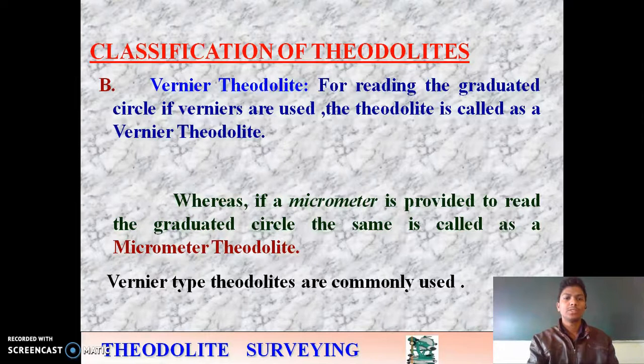Classification of the theodolite: vernier theodolite. For reading the graduated circle, if verniers are used, the theodolite is called a vernier theodolite, whereas if a micrometer is provided to read the graduated circle, the same is called a micrometer theodolite.